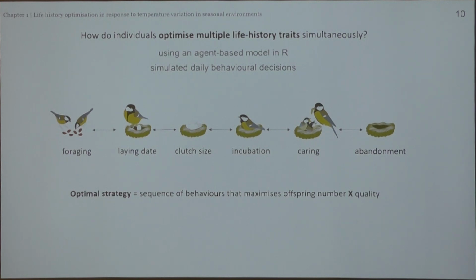So these are the different behaviors that I simulated, for instance, relating to foraging intensity, or the timing of egg laying, the clutch size, the incubation start and duration, as well as the intensity of caring for offspring. And birds also had the option of abandoning their reproductive event altogether. And I then defined an optimal strategy as a sequence of behaviors that maximized both offspring number and quality.